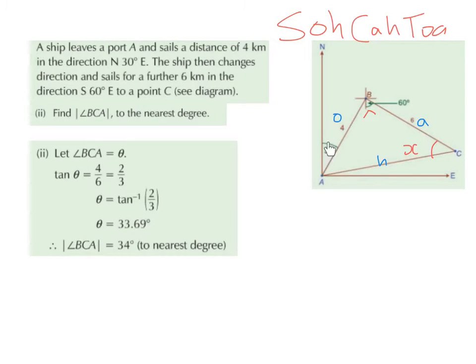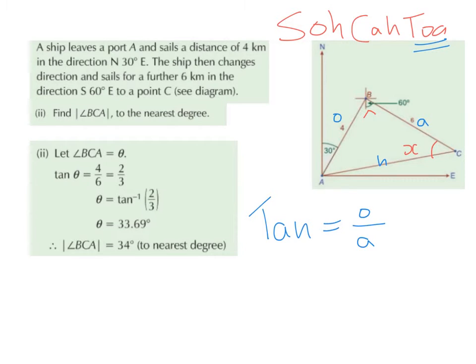Now, since I have O and I have A, I'm going to go with TOA. So TOA stands for tan equals opposite over adjacent. So it's going to be tan of X, or tan of theta, equals opposite, which is 4, divided by the adjacent, which is 6. So we get tan of theta, or you could say tan of X, equals 4 over 6, which is 2 over 3.